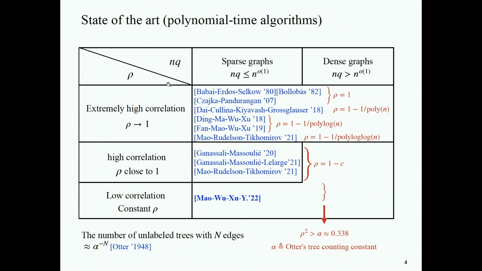And the Otter's constant here, let me briefly introduce to you. This was introduced by Richard Otter in 1948. If you want to count how many unlabeled trees there are, the size of the family grows exponentially with respect to the tree size, and the growth rate is this Otter's constant.